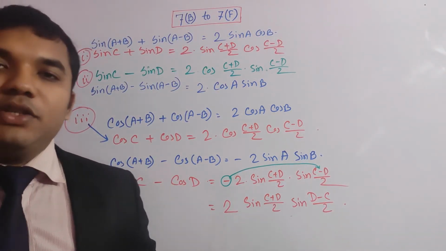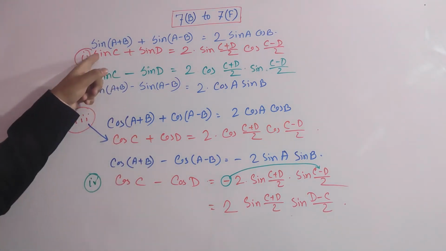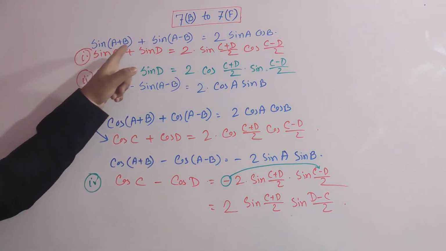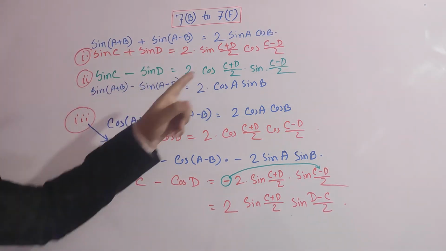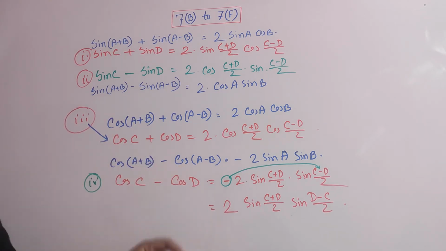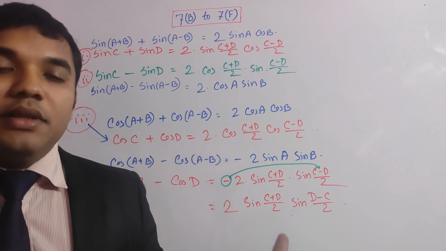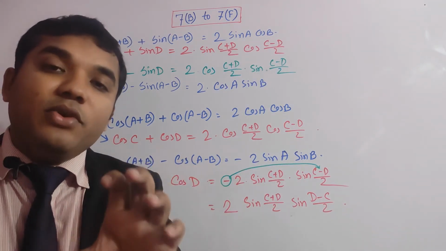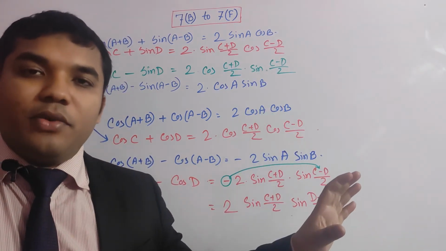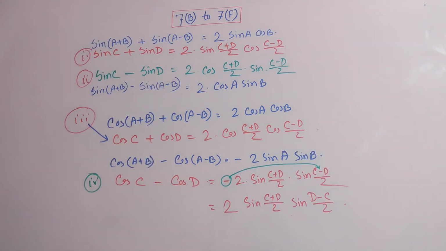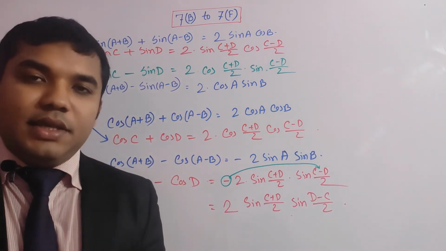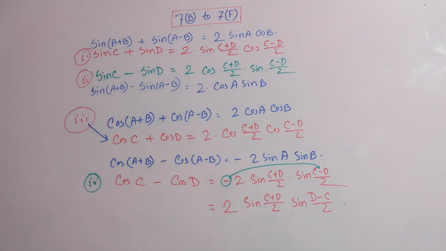So I think, my dear students, you can understand these four formulas, that is sin c plus sin d, sin c minus sin d, cos c plus cos d, cos c minus cos d. All these formulas are nothing but the main formulas. If you have the clear concept of the main formulas, then you can go for these formulas very easily. Okay, so let's have a look at our next part.